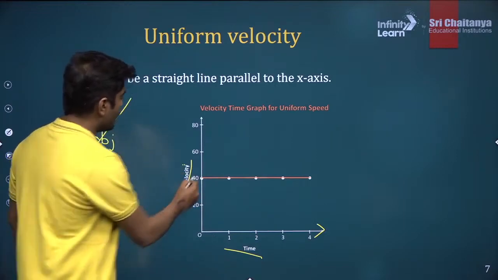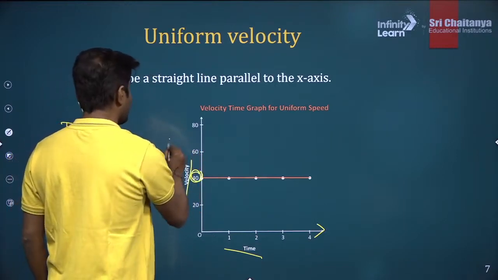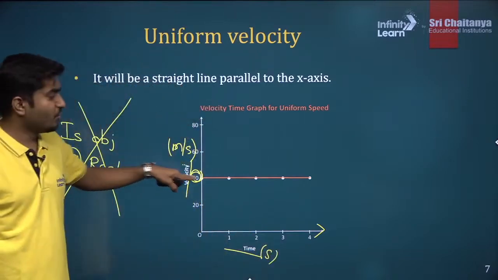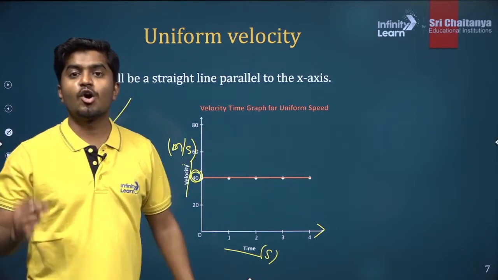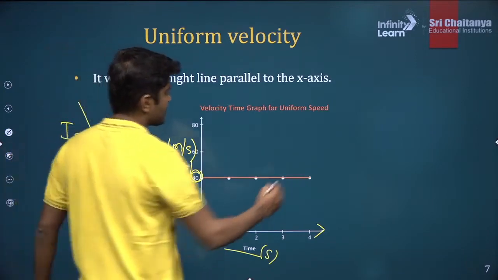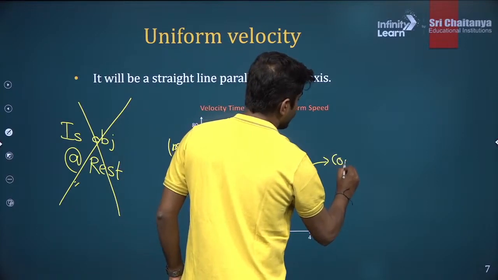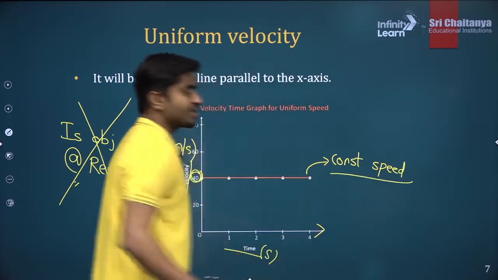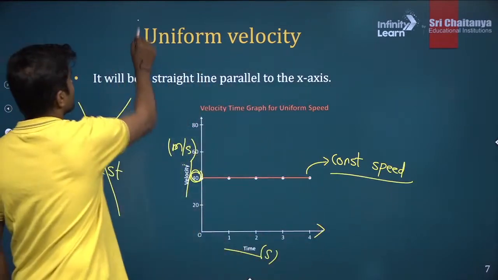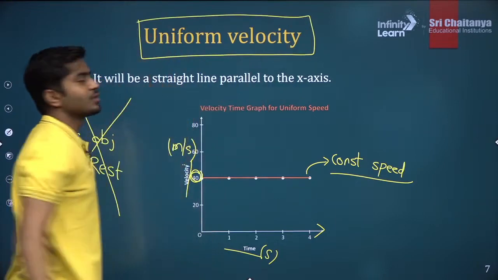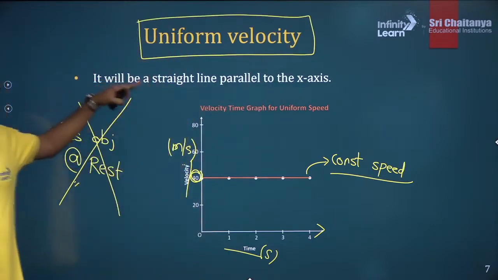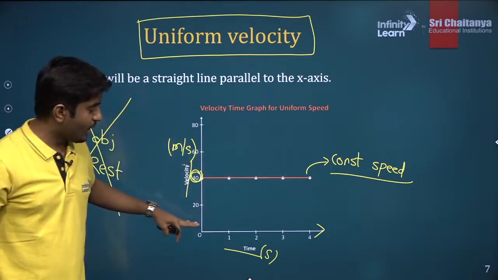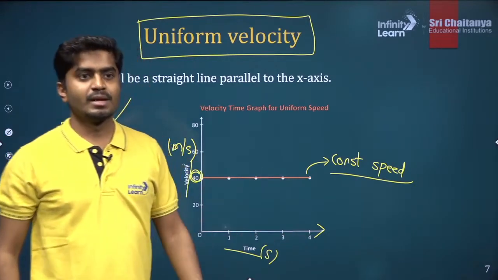It is moving with this velocity. Let's suppose the unit here is meter per second and the time is in seconds. So the object is moving with 40 meter per second. That is a constant speed. So what is the speed here? This is a constant speed. Constant speed is nothing but our uniform motion or uniform velocity. So whenever the object is in uniform motion, the graph will look something like this, parallel to our time axis, moving with a constant speed.